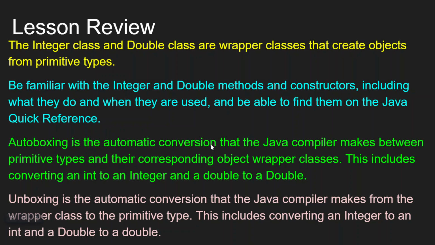Autoboxing is the automatic conversion that the Java compiler makes between primitive data types and their corresponding object wrapper classes. So this includes converting an int to an Integer and a double to a Double. And then similarly, unboxing is the automatic conversion that the Java compiler makes from the wrapper class to the corresponding primitive data type. So this includes converting an Integer to an int and a Double to a double.